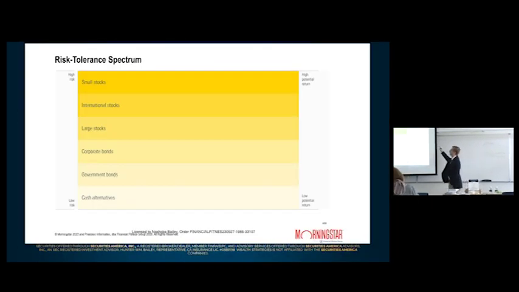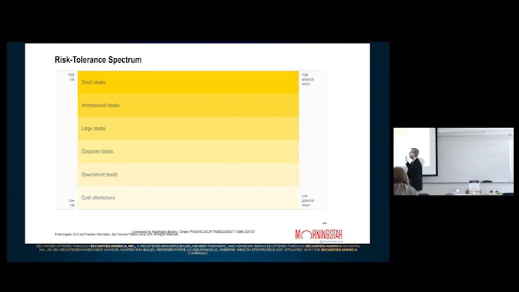So something that can help us visualize this time-based asset allocation is this risk tolerance spectrum from Morningstar. This really is just showing the amount of risk that a different category of asset might have. So all the way at the top, high risk, highest potential return, we have our small stocks like we discussed before. Small capitalization, small companies that haven't really done a whole lot yet and they're still working up. And then below that, we have our international stocks, then our large stocks, then our corporate bonds, and then our government bonds, and then our cash alternatives.